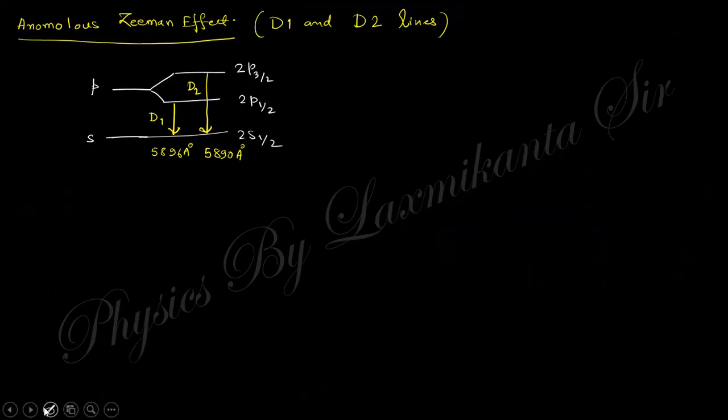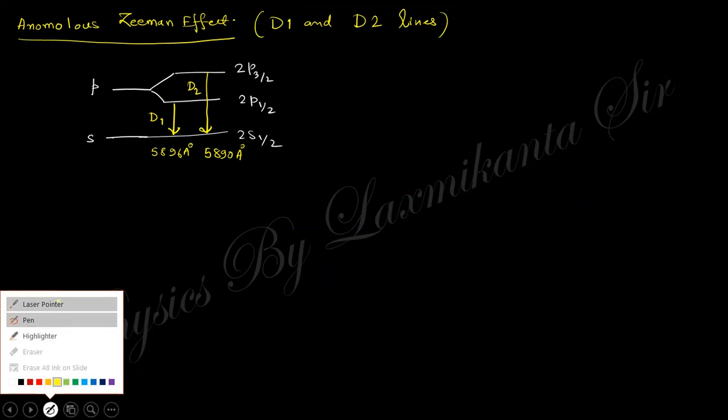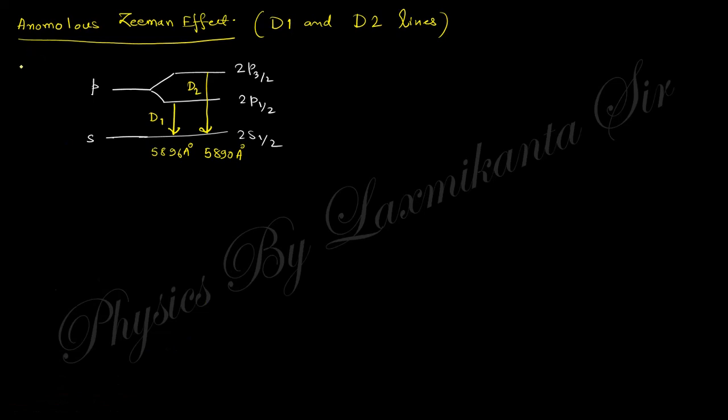Now we come to the example of the anomalous Zeeman effect. Take this example of sodium light. In the case of sodium light, you will get this P and S, and it splits into two parts. This is for fine structure. In fine structure, this P is converted into 2P 3/2 and 2P 1/2. This is the value of J, this is the L, and this is the multiplicity.